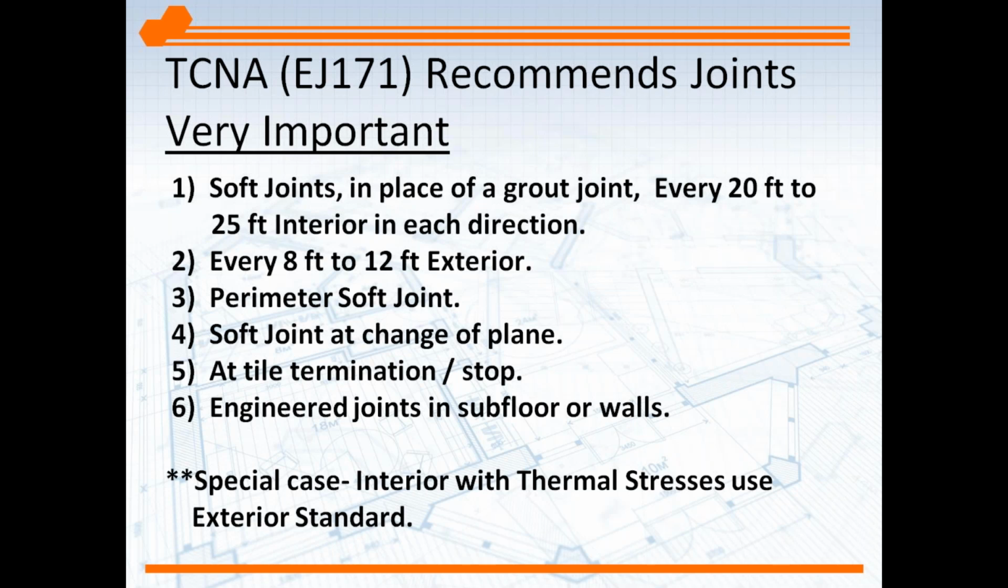Special case interior. If you have an interior that has a lot of thermal stress, possibly skylights, atriums, lobbies, then use the exterior standard of 8 to 12 feet for a soft joint, north and south, east and west, as I said, instead of the interior 20 to 25. A lot of times in malls, we'll see lots of skylights and a lot of natural lighting come in, and you'll see they put more expansion joints or control joints in there, or soft joints rather, for the tile.